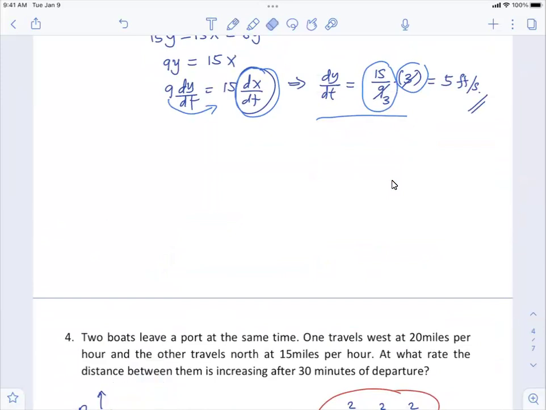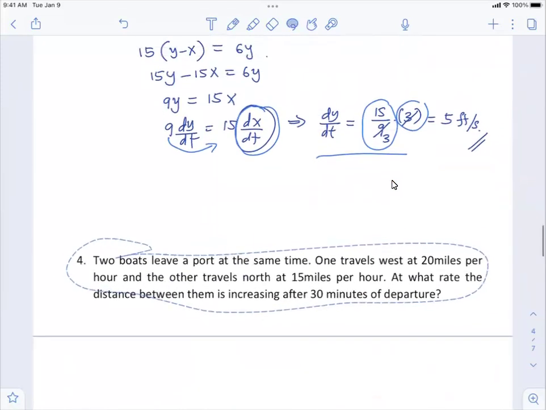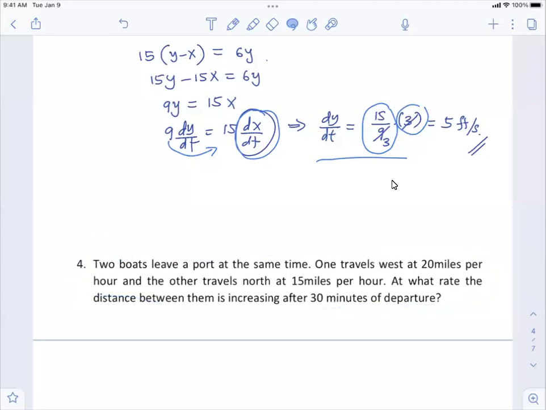I do have that scenario also prepared, so why shouldn't we have it, first of all, as a reading before seeing an illustration? Two boats leave a port at the same time. One travels west at 20 miles per hour, and the other one travels north at 15 miles per hour. At what rate is the distance between them increasing after 30 minutes of departure?